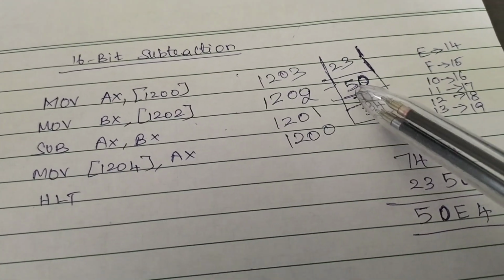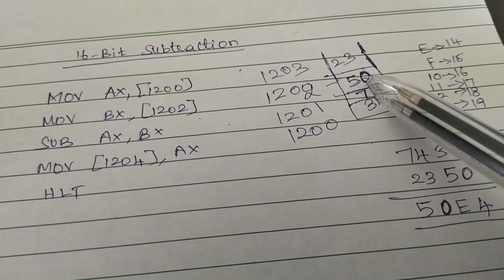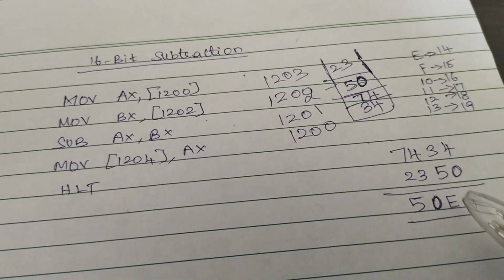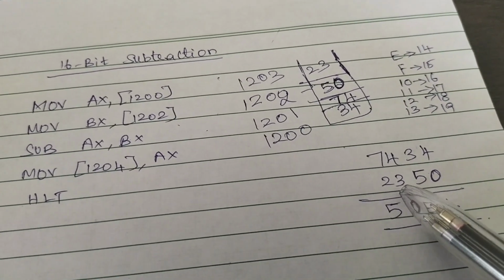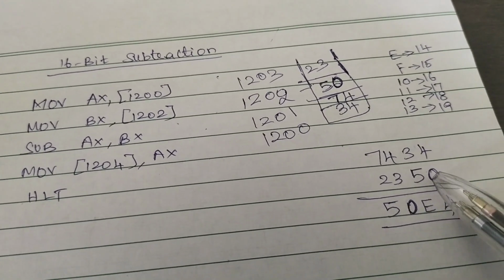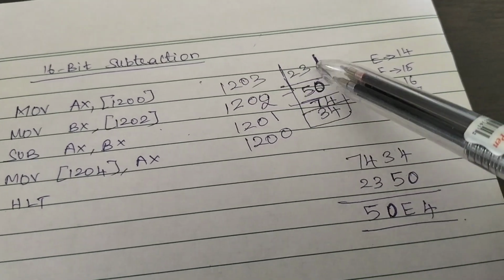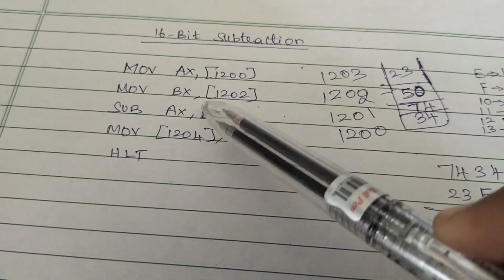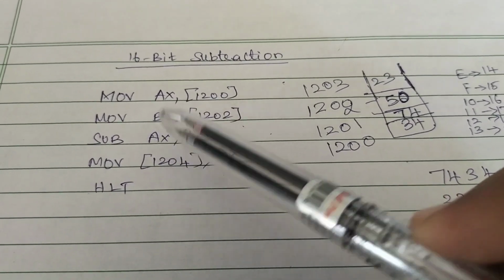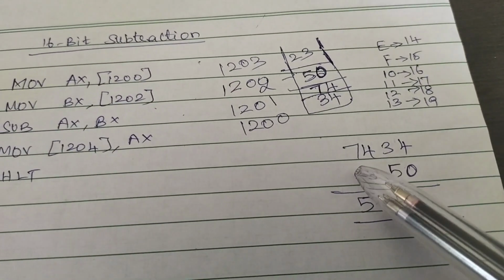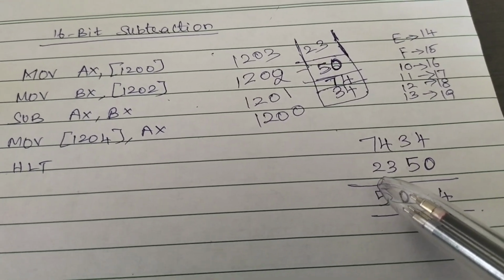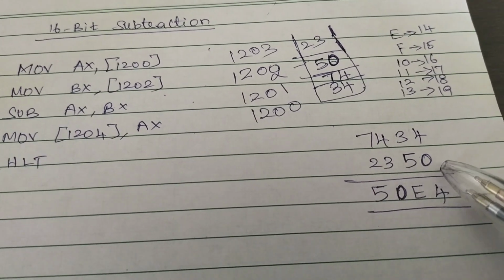Similarly, 1202 has the lower byte 50 and 1203 has the higher byte 23. So in total the 16-bit data is 2350. Whatever is available in these two locations, 1202 and 1203, will be moved to the BX register. So we have AX register with data 7434 and BX register with 2350.